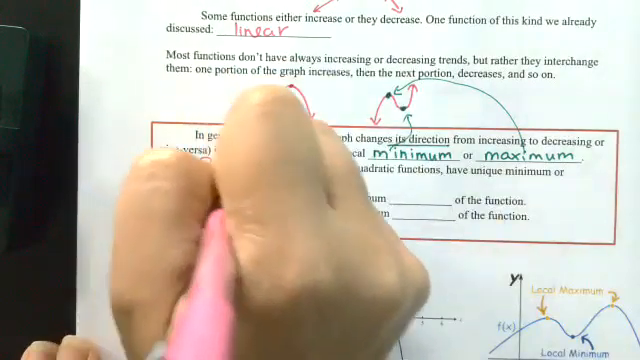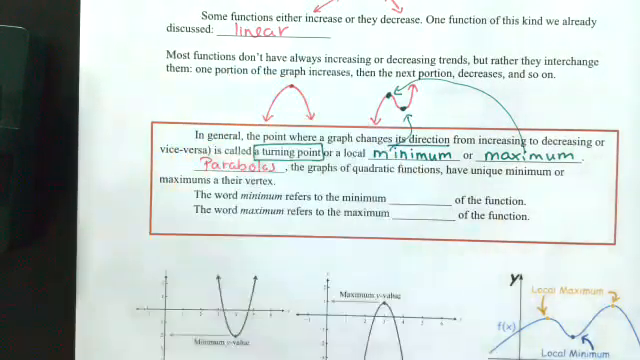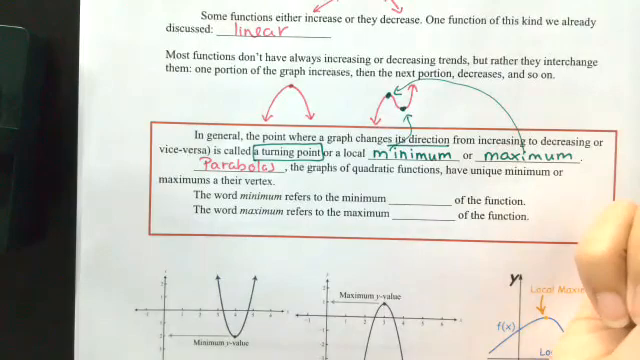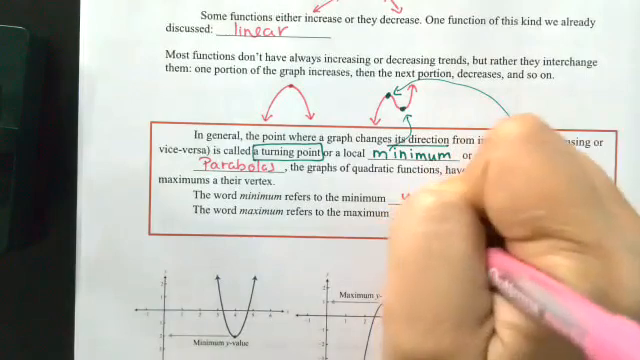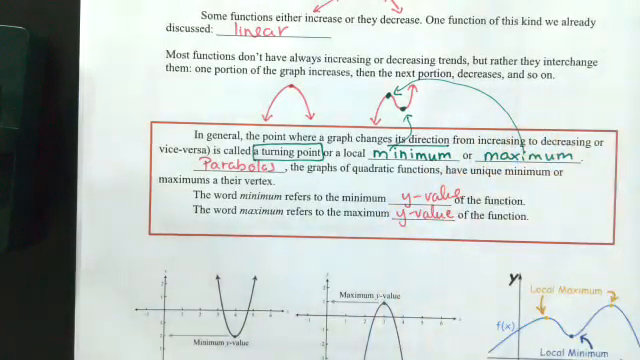Some functions like parabolas, which are the graphs of quadratic functions, have unique maximums and unique minimums, right? They're not local. That is the highest value or the lowest value, and then you can just call them maximums or minimums. When we use the words maximum or minimum, it's a good thing to remember that they refer to the maximum y value of the function, the minimum y value of the function.